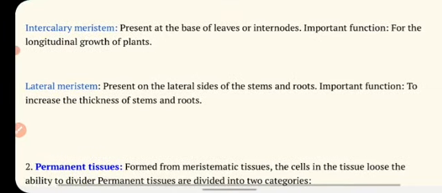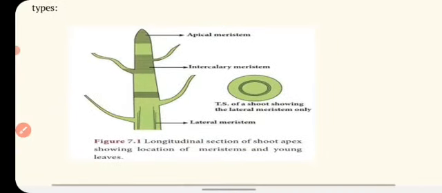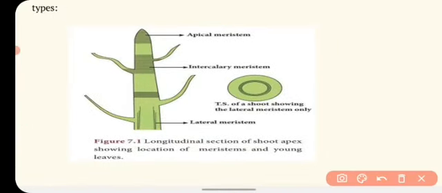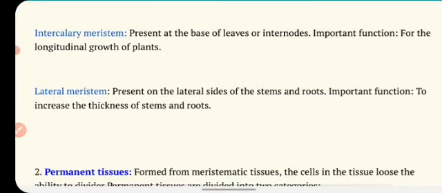Second kind of meristematic tissue is called intercalary meristem, and it is present at the base of the leaves and the internodes, and its important function is the longitudinal growth of the plants. They elongate the plant's body from the middle, because they are found in the middle part of the plants at the internodes and at the base of the leaves. So they elongate the plant from the middle.